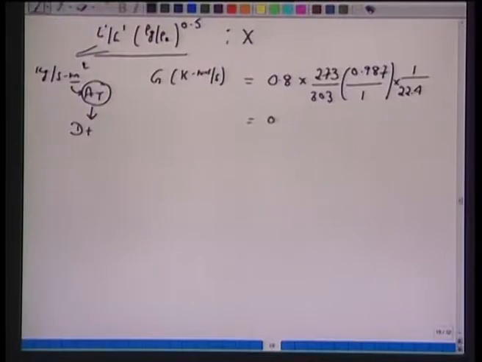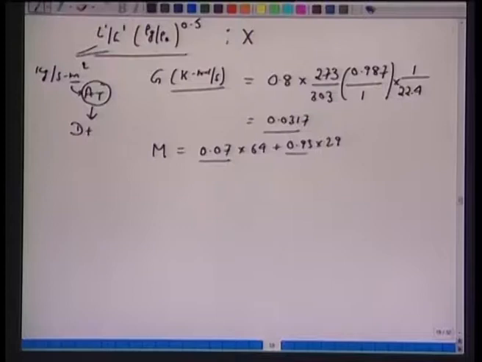So, we have 0.0317 kilomole per second of this gas flow rate. So, it is given to us. The molecular weight of this flue gas we can calculate as 0.07 into 64 plus 0.93 into 29. So, 7% is sulfur dioxide, rest we assume it is air. So, the average molecular weight of this flue gas at the entrance is 31.45 kg per kilomole.